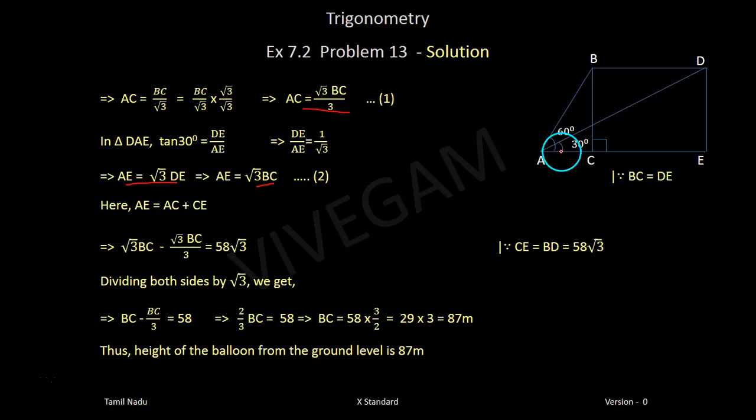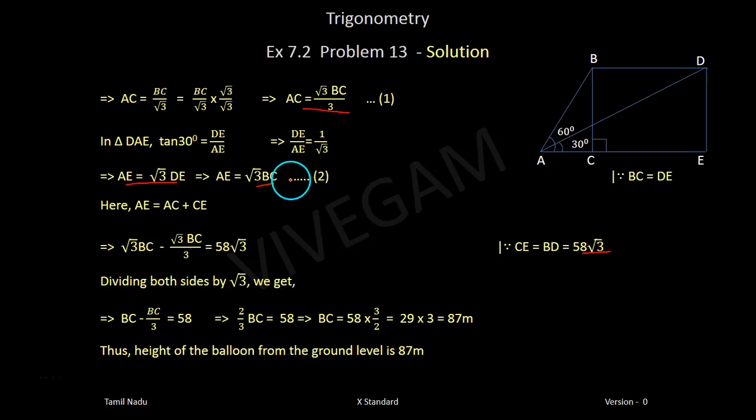Okay. Now we have AC in terms of BC as per equation 1, and we have AE in terms of BC as per equation 2. And what is AE? AE is AC plus CE. And what is CE? CE is BD. And BD, we know the distance moved by the balloon is 58 root 3, because we did that calculation, right? Remember, speed into time. Okay, 58 root 3 meters. We did that in the previous slide.